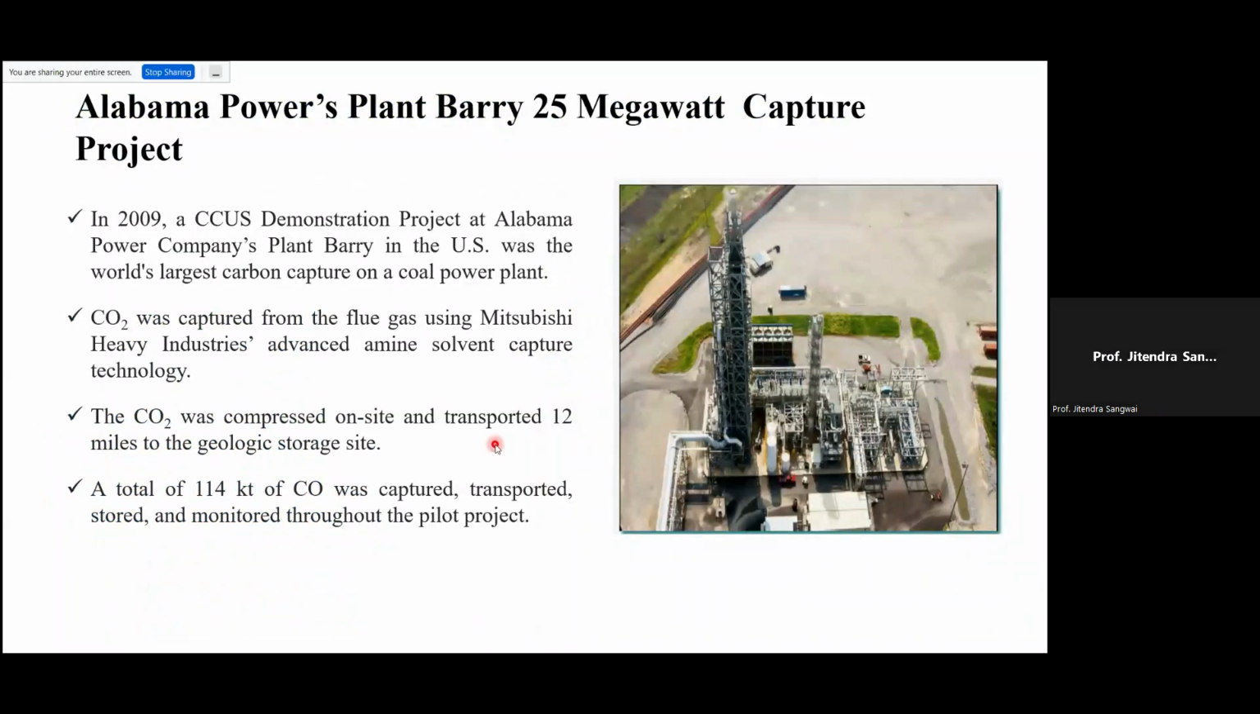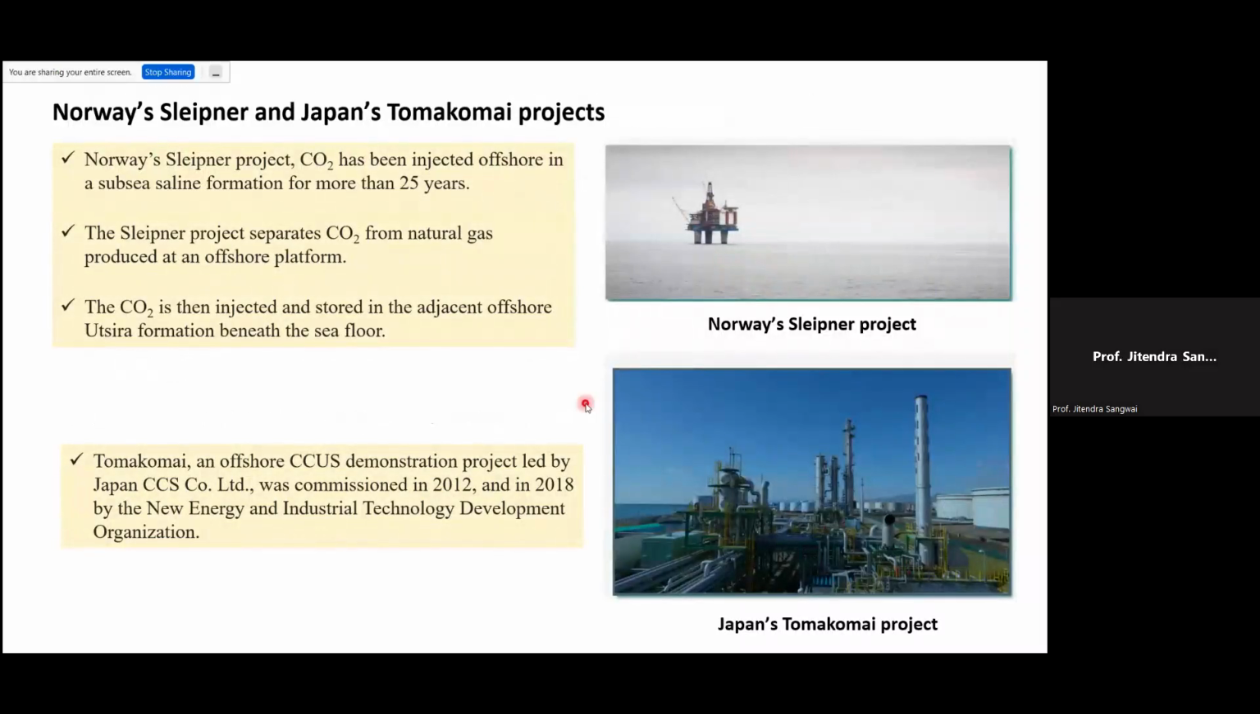Right, so these are some of the power plants which are using carbon capture methods. For example, here they are using amine solvents to capture CO2, and they are capturing 114 kilotons of CO2 to transport and sequester, store that CO2. So there are some power plant examples available. For example, this is the Norway Sleipner project. Japan has a project where they are sequestering carbon dioxide into the ocean. This is the Japan Tomakomai project, which was installed in 2012 and revitalized in 2018 to capture carbon dioxide and sequester that, right?